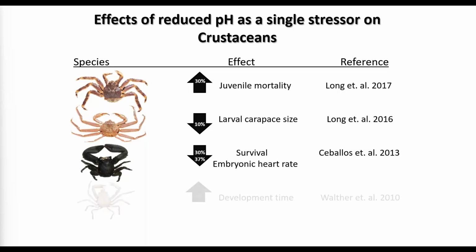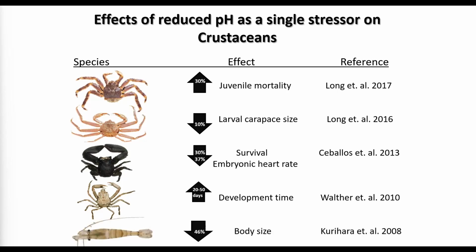Some spider crabs in the North Atlantic show longer development time, upwards of a month longer to develop. And then we've even seen some commercial species, in this example, a shrimp species in Japan, showing almost a 50% decrease in body size. So we do see variable effects depending on location and latitude, habitat, but we do see effects on these crustaceans.